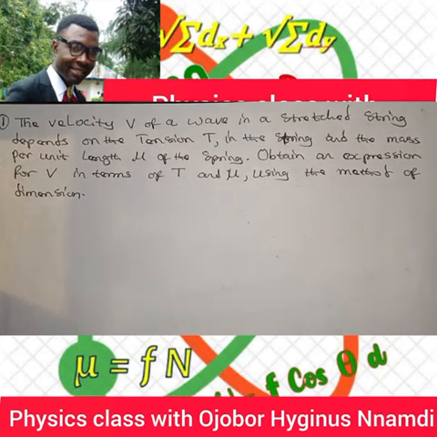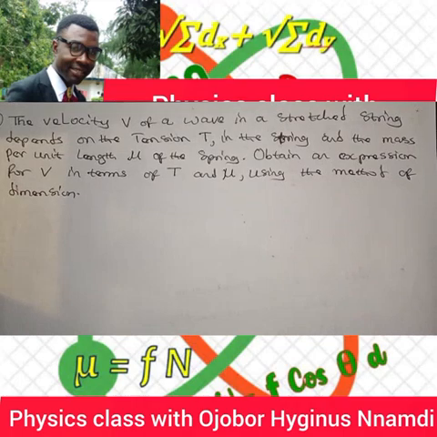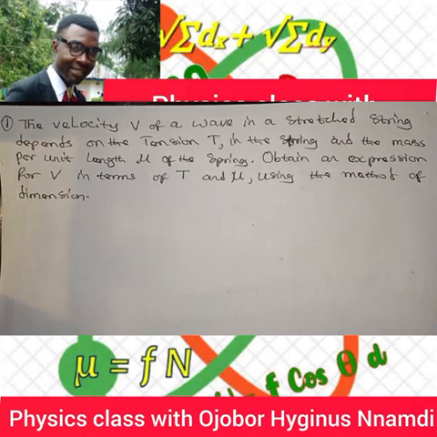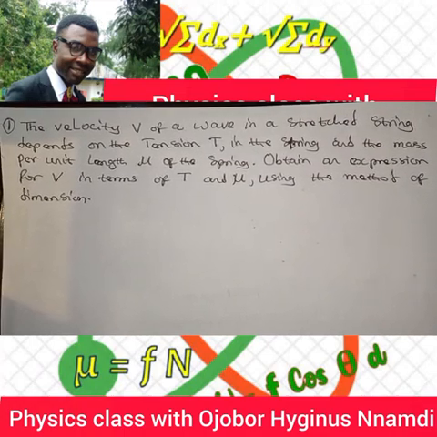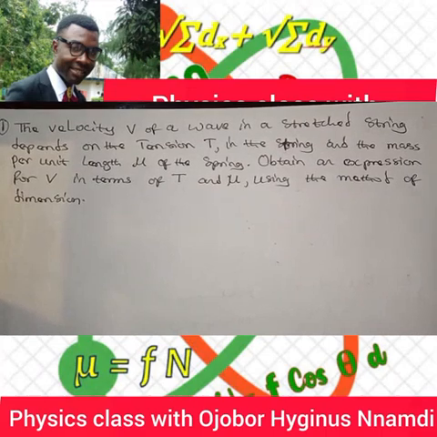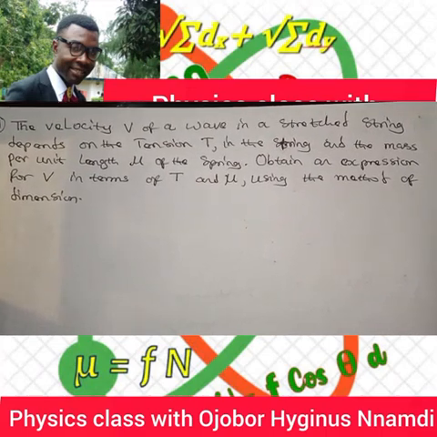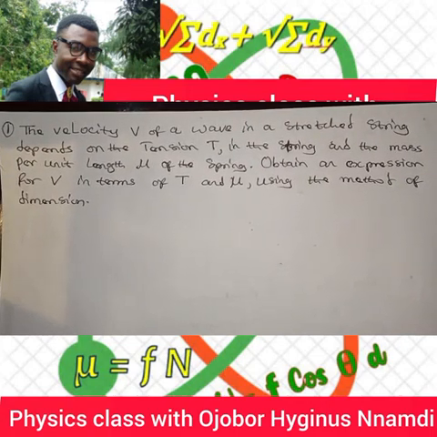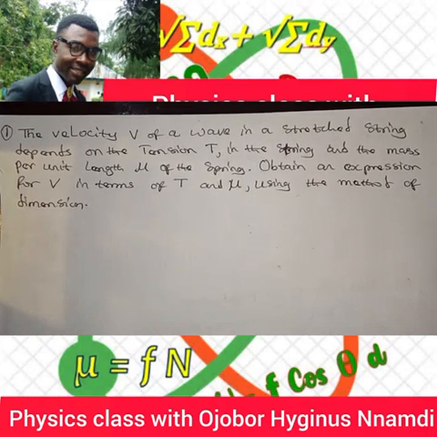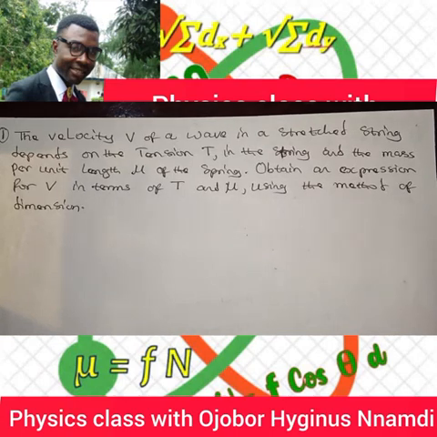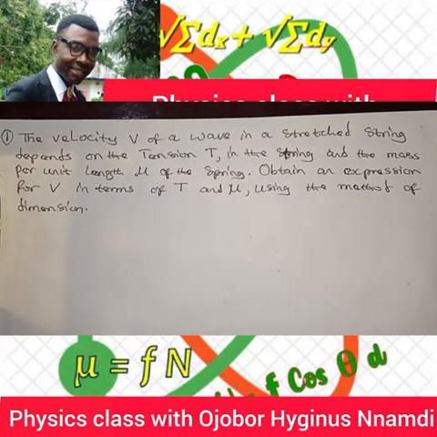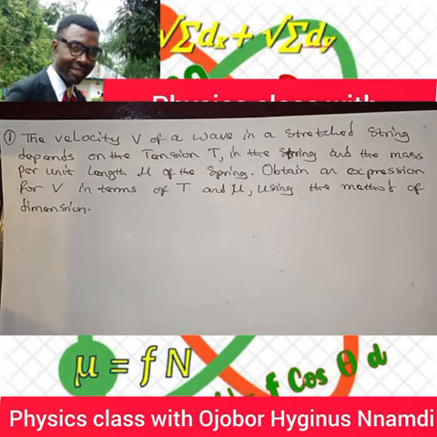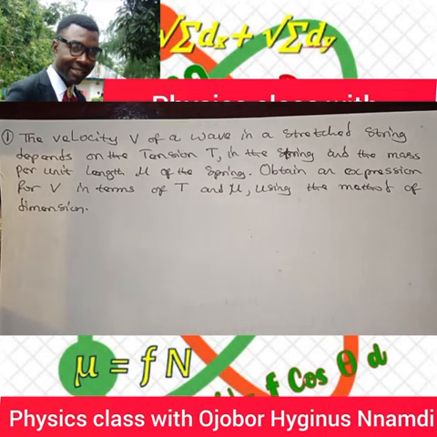In our previous class, we looked at dimensions of some physical quantities, some fundamental and derived quantities, and we were able to see how we can get dimensions of quantities using their formula or their units. Now we are going to look at a question, the way WAEC prepare question on dimension. This question said the velocity v of a wave in a stretched string depends on the tension T.